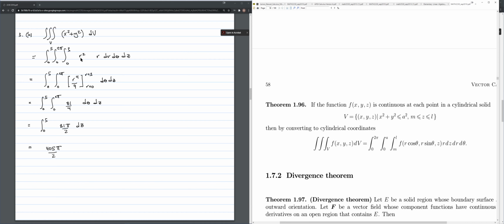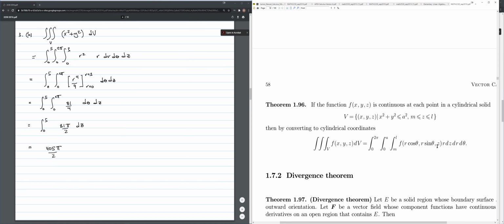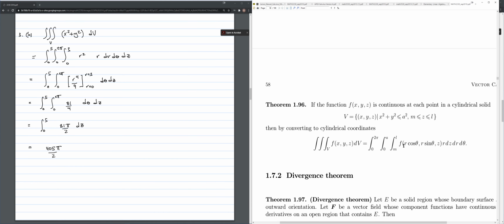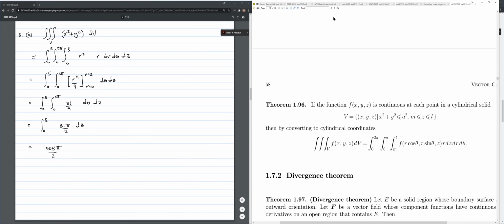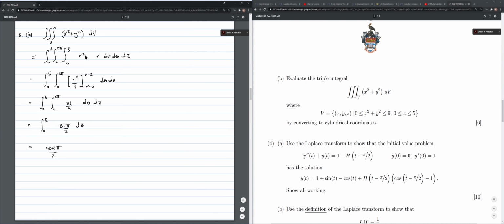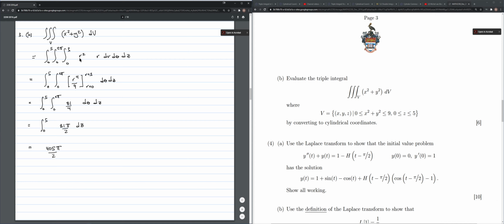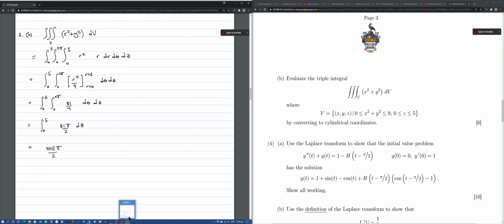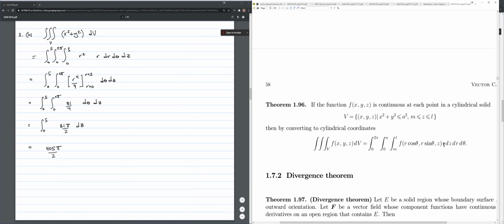Here I have r squared, and I have the extra r outside here. This x squared plus y squared worked out to be equal to r squared. I have my extra r outside here, and I need my limits of integration.